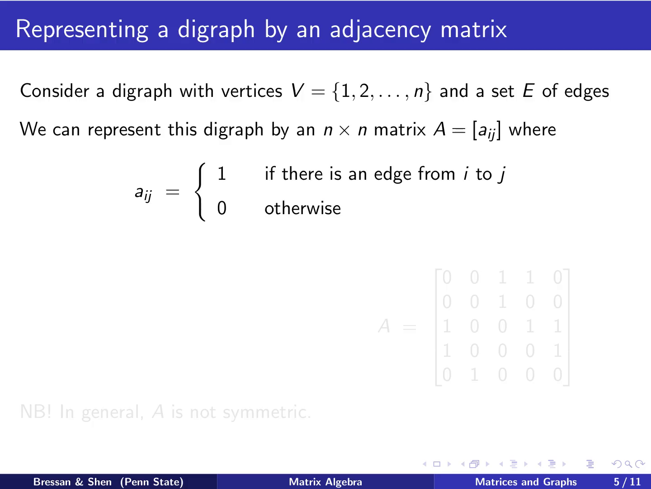Okay, so one thing to point out is that if there is an edge from i to j, that doesn't imply there's an edge from j to i. You will have to see if there is such a directed edge on the graph. So this matrix A here is not necessarily symmetric, because aij does not equal aji.